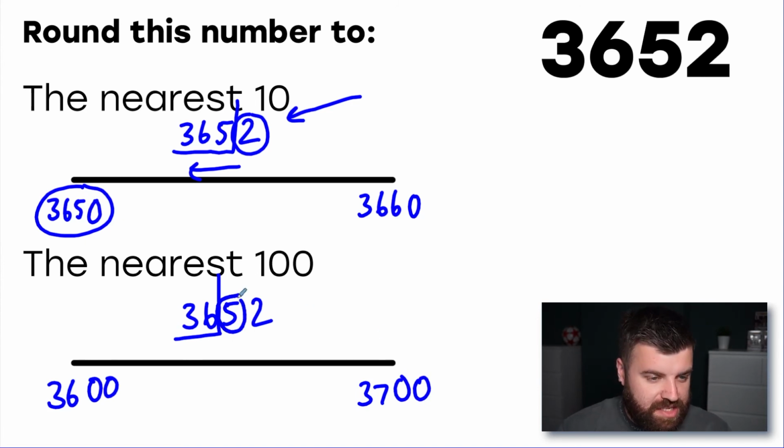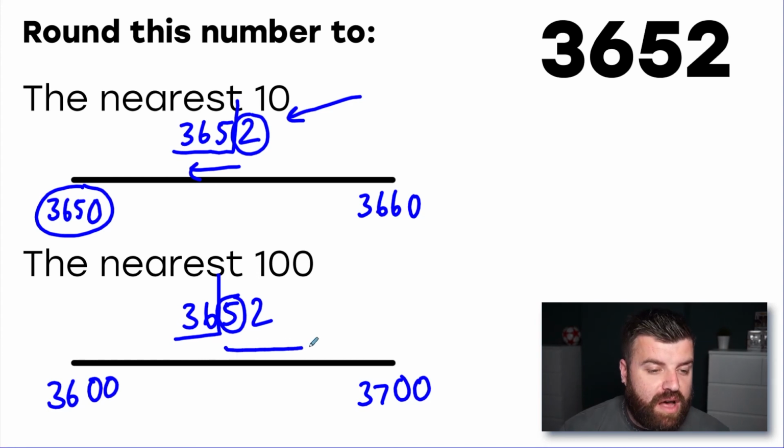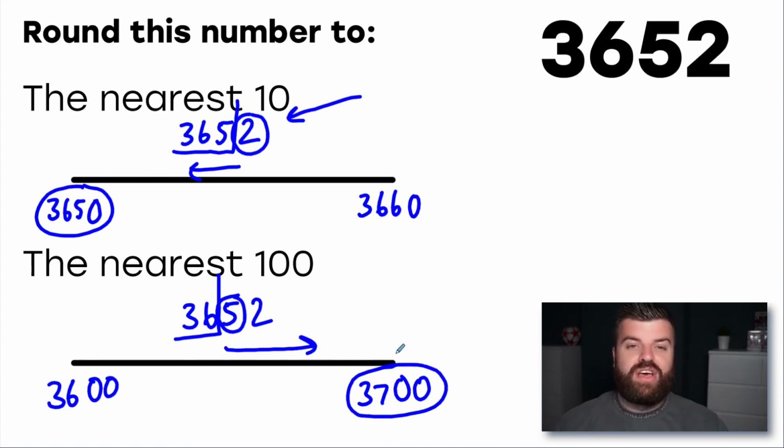Circle the digit next to our wall, which is this time in the tens column. It's a 5, so we're halfway. Remember what we said about 5? Even though it's halfway, we're going to round up. So we go up here to the next 100, which is 3,700. So the two answers to this question are 3,650 to the nearest 10, 3,700 to the nearest 100.